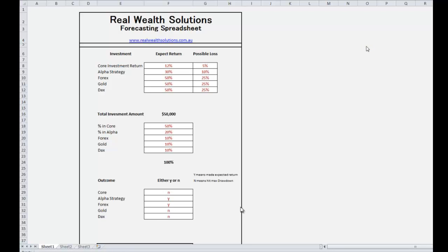This spreadsheet allows us to forecast different outcomes based on how we spread our investment money over different investments. In this example, we are spreading our $50,000 investment over 5 different investments. We are also assuming that the core strategy will return a 12% return, alpha 30%, and Forex, gold, and DAX 50% each.